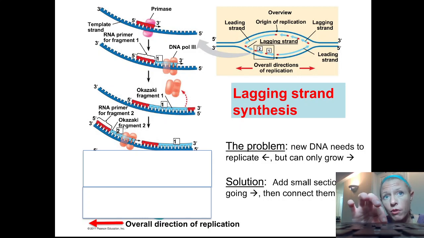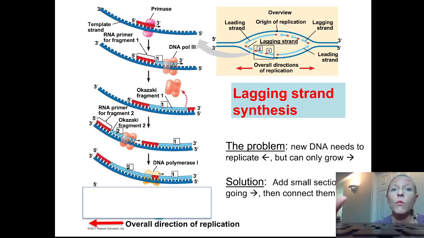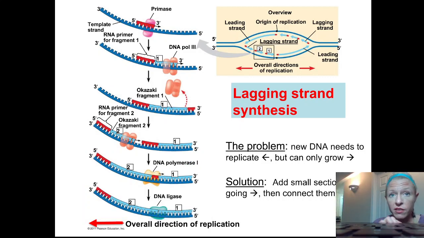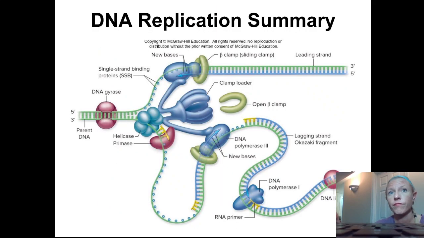And you're going to have multiple Okazaki fragments because, when we are synthesizing from the parent strand that is in the 3' to 5' direction, we only synthesize 5' to 3'. So we create these chunks that then we are going to use DNA polymerase 1 to replace the RNA primers with DNA, and then we're going to use DNA ligase to seal everything together.